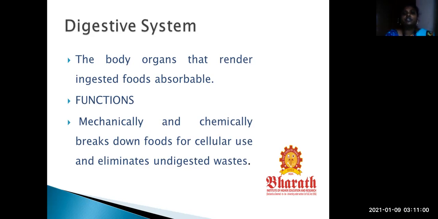So the food we eat is like larger particles, right? It has to be broken down into smaller ones to get the energy and nutrients to our body or to our cells to function properly, and also to eliminate the undigested wastes. So this is the function of the digestive system.